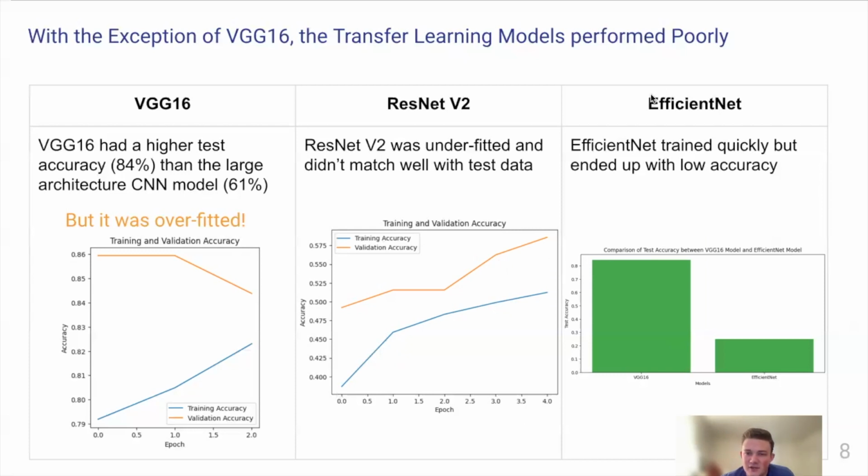And then lastly, the EfficientNet model trained extremely quickly, but the accuracy was just nowhere near where it should be. And this is compared to VGG16, but still, it's like 25% accuracy. You might as well flip a four-sided coin, I guess, to decide what emotion is on a screen, just not up to par on accuracy.